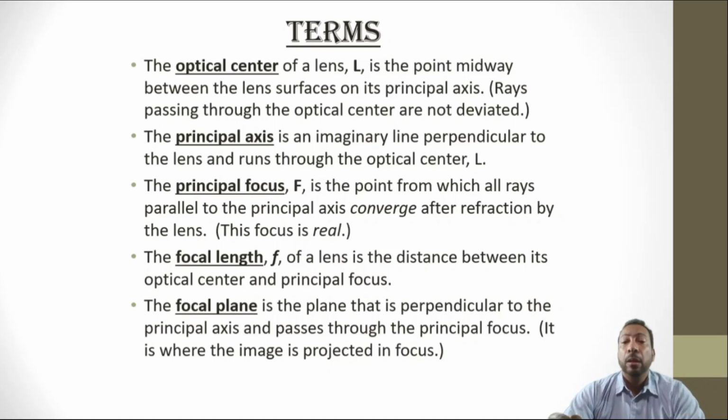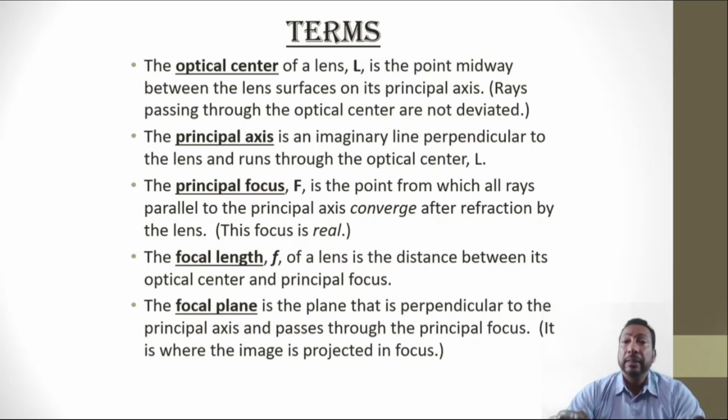The principal focus, capital F, is the point from which all rays parallel to the principal axis converge after refraction by the lens. We say that this focus is real, and this is only for a converging lens. Later on, when we get to a diverging lens, this definition will be slightly different.